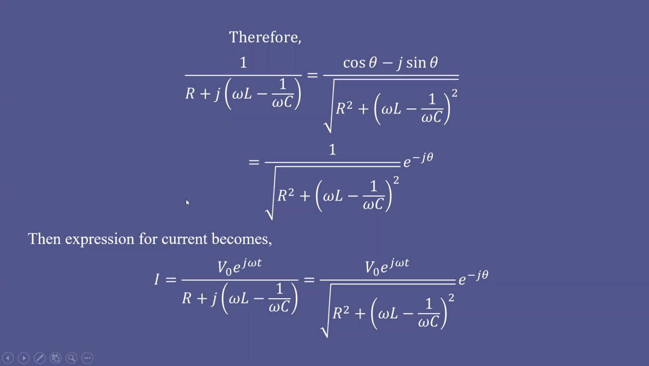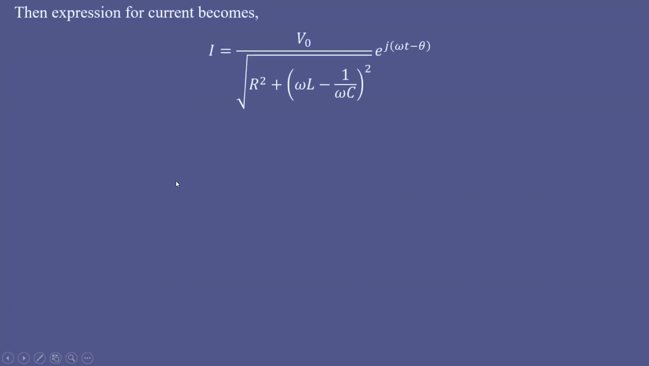Now substitute this in the current equation. So the expression for current is I equal to V by total impedance. Now we have proved that 1 by total impedance is equal to e to the power minus j theta divided by this denominator. Therefore, the expression for current I will be equal to V naught e to the power j omega t into e to the power minus j theta divided by the square root of r square plus omega L minus 1 by omega c the whole square. That is the expression for current.